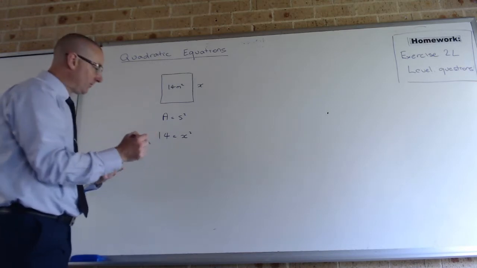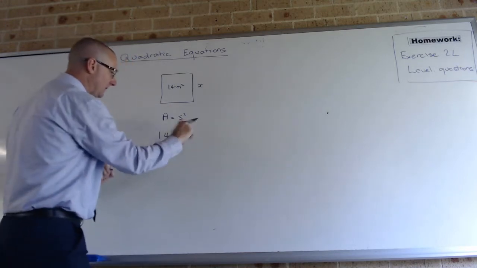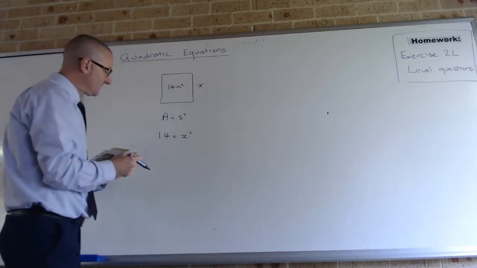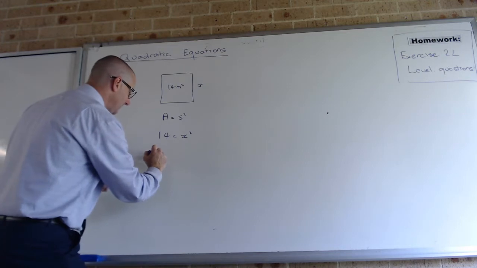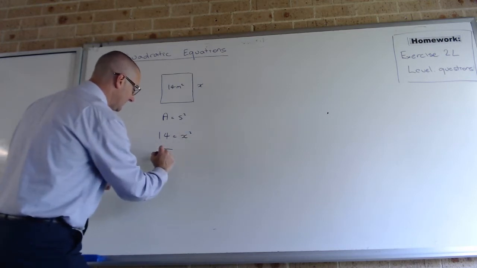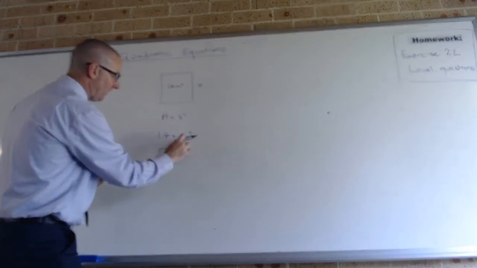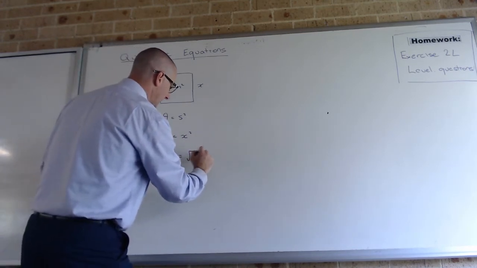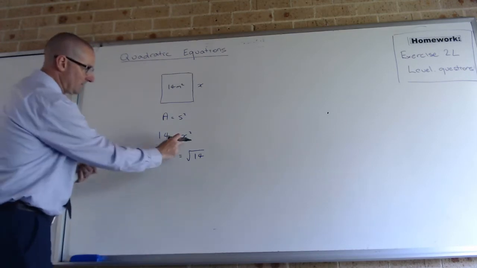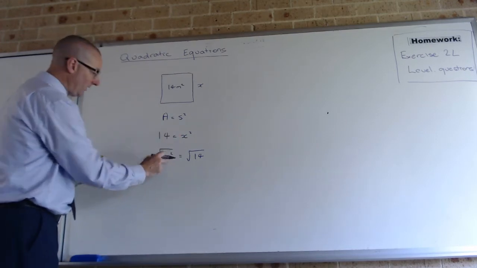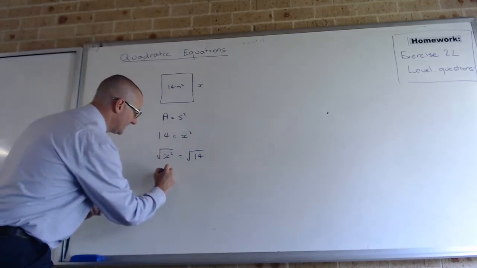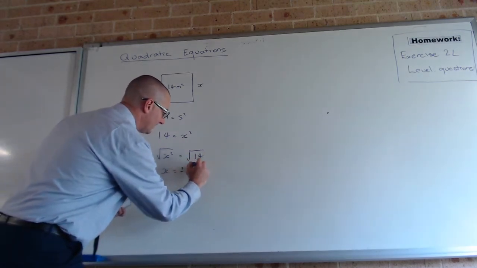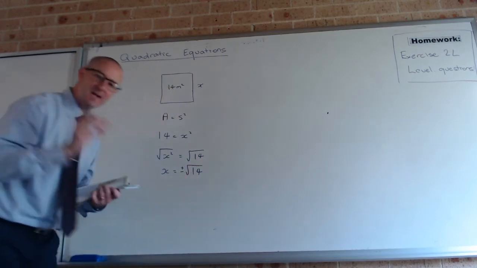Remember our square root trick? The inverse of squaring is to take the square root, but we've got to remember that there's a plus and a minus value. So when we take the square root, I'm just going to switch sides of the equation. The square root of x squared is going to be equal to the square root of 14. I've taken the square root of both sides. On the left-hand side, we're going to have x becomes equal to plus and minus the square root of 14.